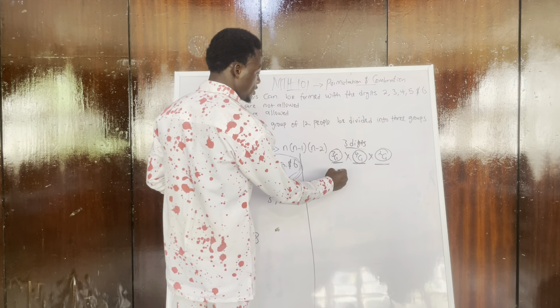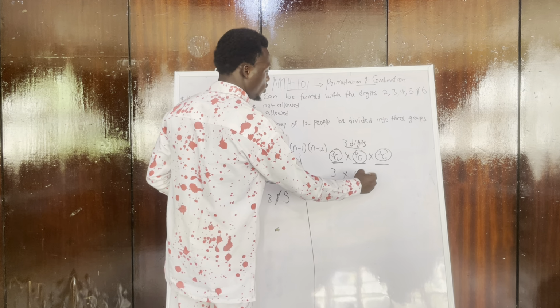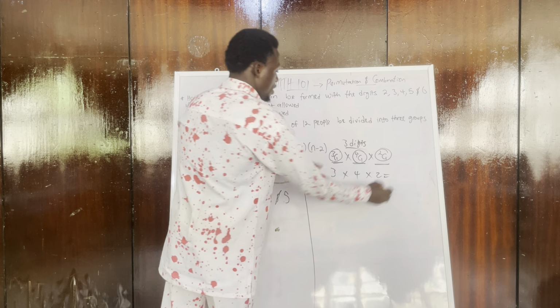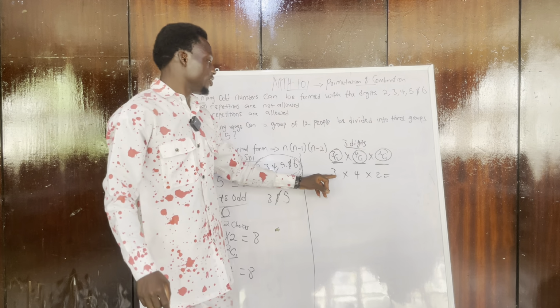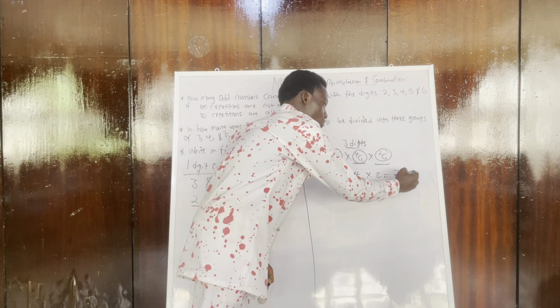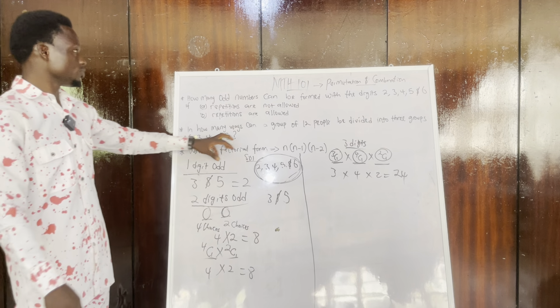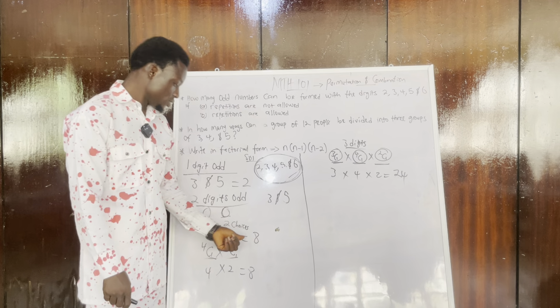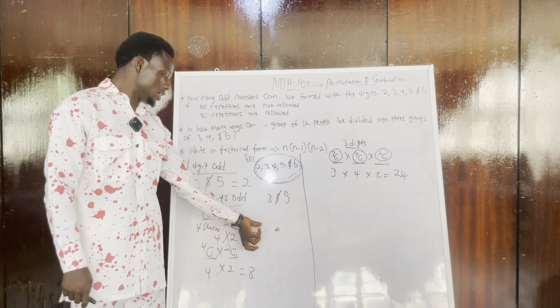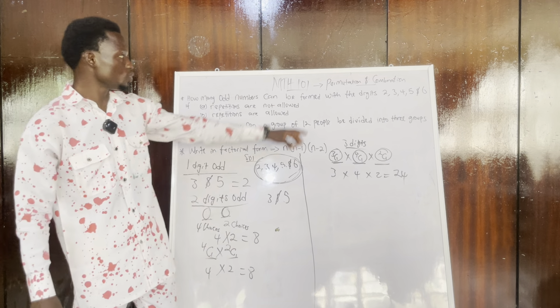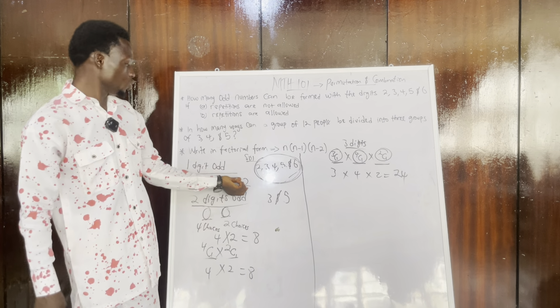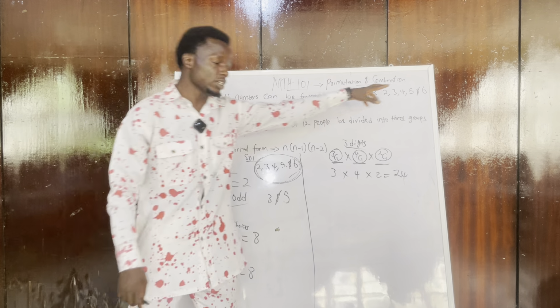3 combination 1 is 3. 4 combination 1 is 4. 2 combination 1 is 2. Now for 3-digit odd, we can have 3 times 4 times 2, that's 24. We can form 24 3-digit odd numbers from 2, 3, 4, 5. We can form 8 2-digit odd numbers from 2, 3, 4, 5. We can form 2 1-digit odd numbers from 2, 3, 4, 5.